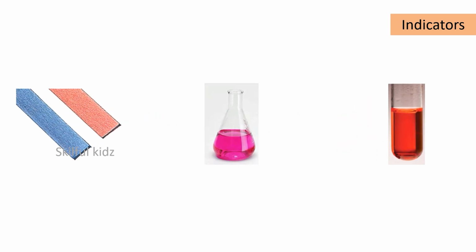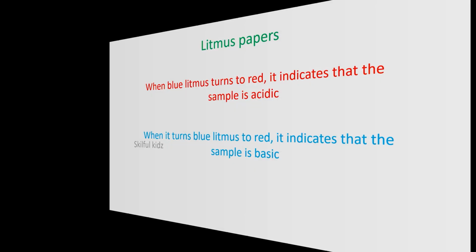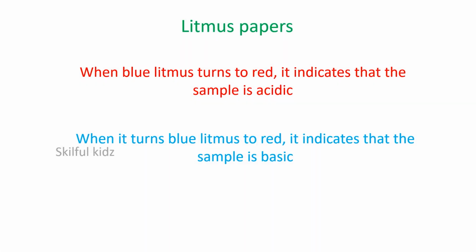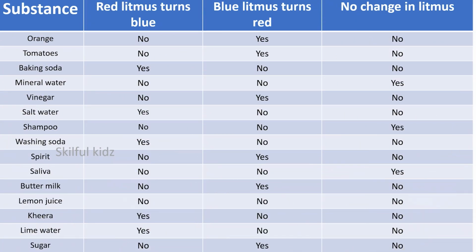Now let's look at indicator tests. Here I have three famous indicators: litmus paper, phenolphthalein, and methyl orange. For an acid, blue litmus turns red, and for a base, red litmus turns blue. And here I have a few more examples for your better understanding.